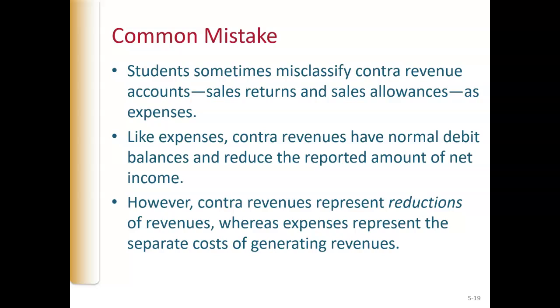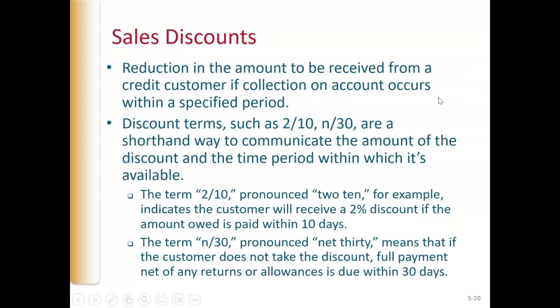Remember, contra revenues represent reductions of revenues, whereas expenses represent the separate cost of generating revenues. Know that these sales returns and sales allowances have a debit balance, but they're not expenses. Remember, we know what an expense is because it has the word what after it? Expense. These are debit balances, but they are contra accounts against our revenues to help reduce our revenues to be net revenues. Okay?